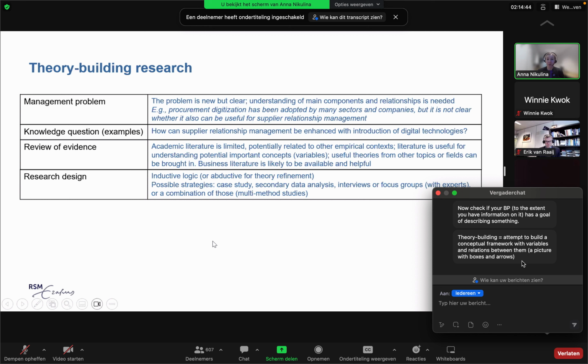Research design: again, we are probably still talking about potentially abductive logic for not very new topics, or inductive logic, because our idea is still to observe something and generalize from our observations. So if all observed swans are white, all swans are white. If I see a certain relationship between technologies and managing suppliers in the organizations that I study, I would assume that it's always true like that. Again, very likely to have case studies, deep dives into organizations, maybe secondary data analysis, maybe interviews or focus groups, or a combination of those.